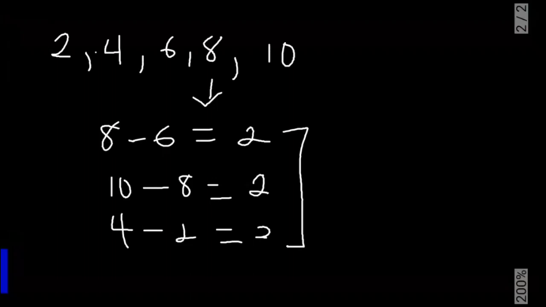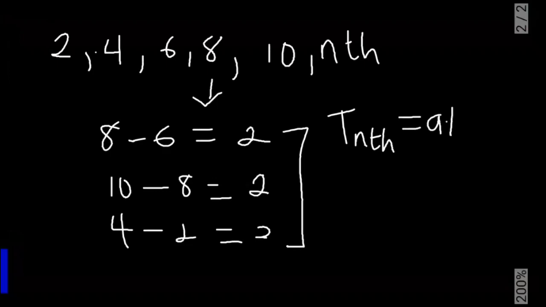Who knows? So the formula to get the nth term, let's say there is a particular nth term. The nth term might be the 15th term or the 6th term. It might be the 20th term. It might be the 100th term. The formula to get the nth term is: the nth term is equal to the first term plus the nth term minus 1 multiplied by the common difference.